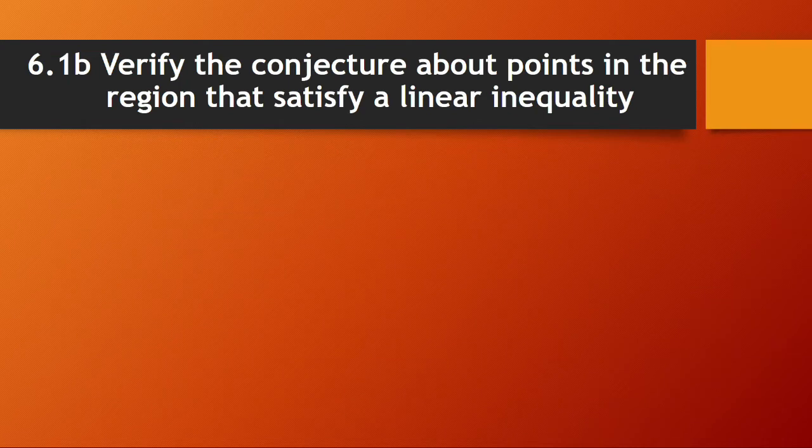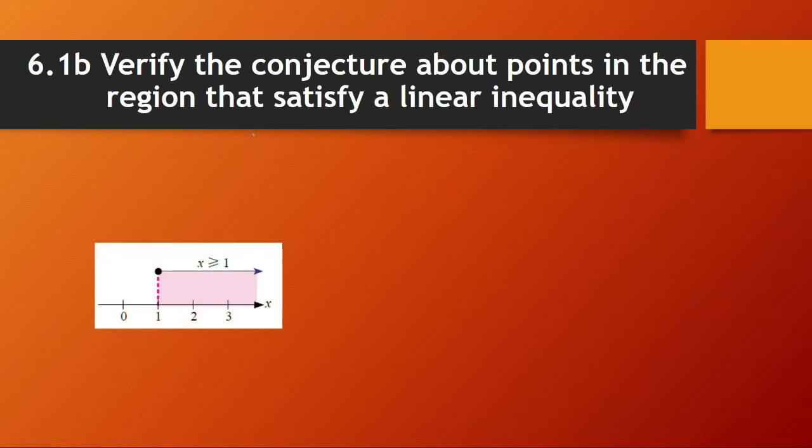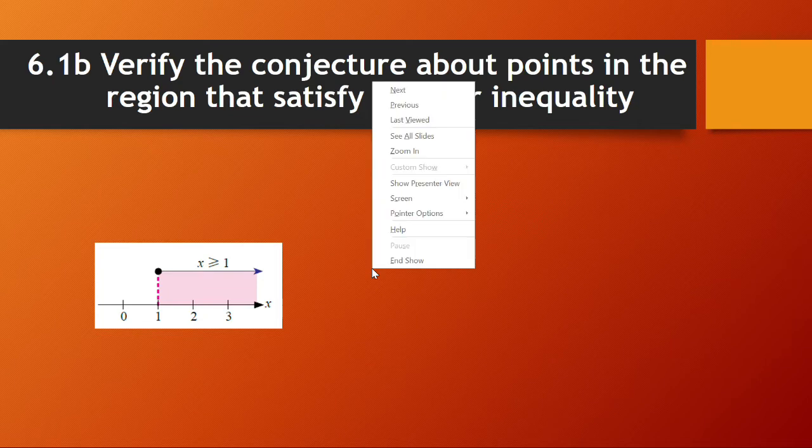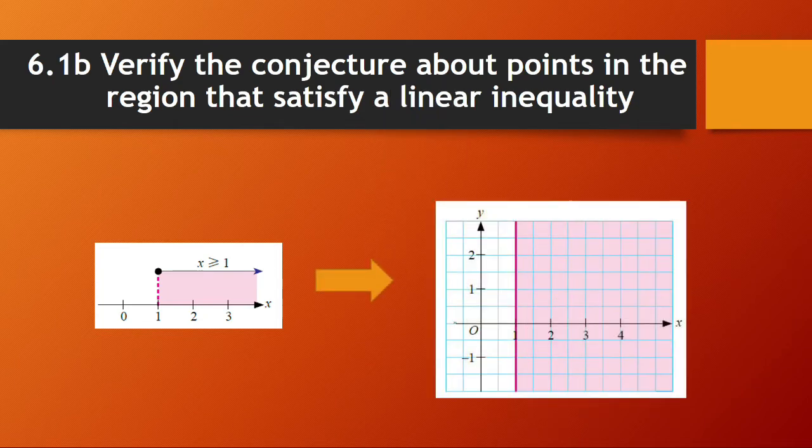Okay, now we are going to see the second part, that is to verify the conjecture about points in the region that satisfy a linear inequality. You have learned in Form 1 how to represent the linear inequality in the form of number line. This is number line, right? Now you are going to learn how to represent the linear inequality in the form of Cartesian plane, like this. In the form of Cartesian plane, it will be represented using x-axis and also y-axis.